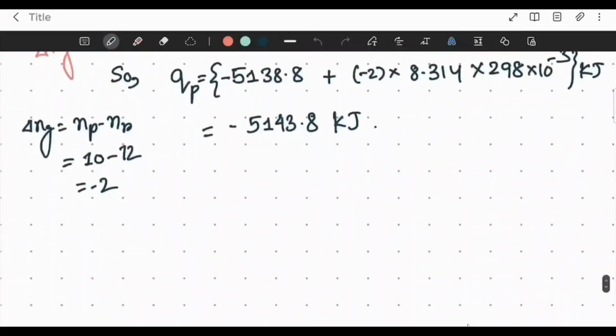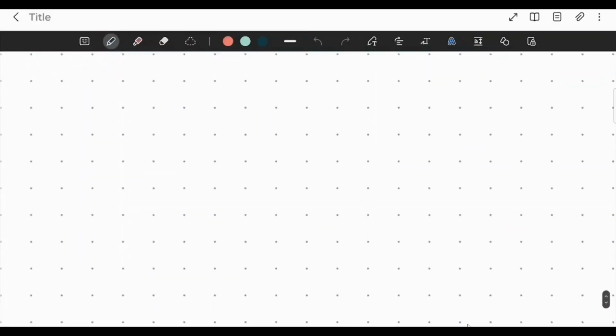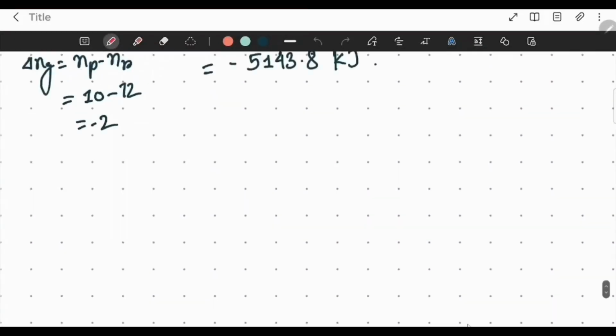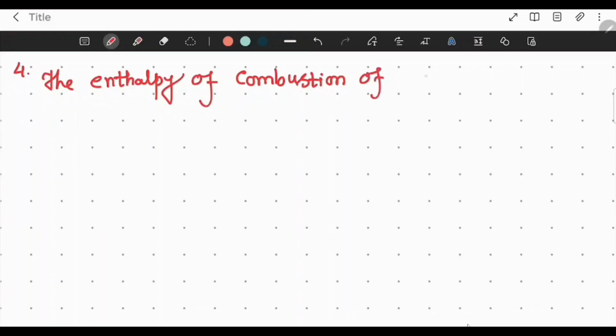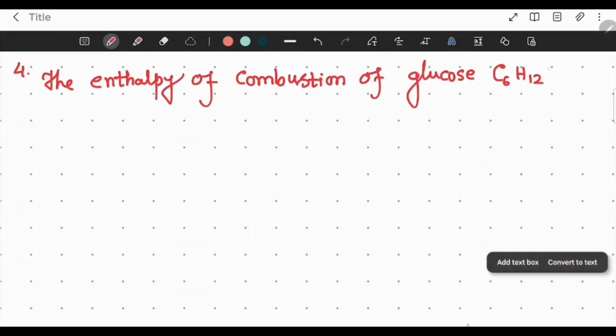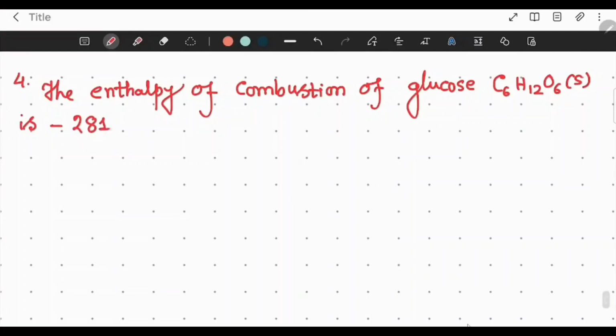Now we do question number 4. The enthalpy of combustion of glucose, which is C6H12O6 in solid state, is minus 2816 kilojoule per mole at 25 degree centigrade.